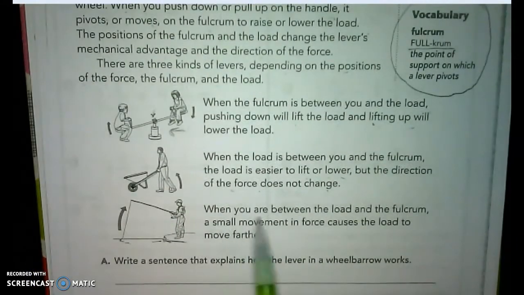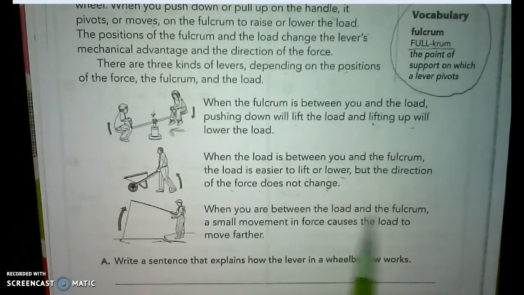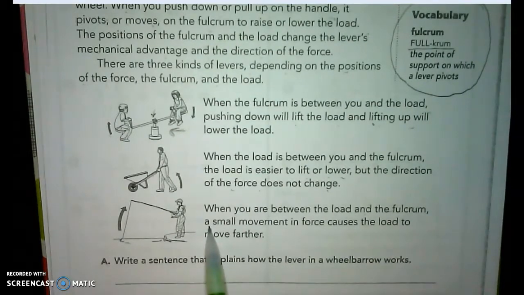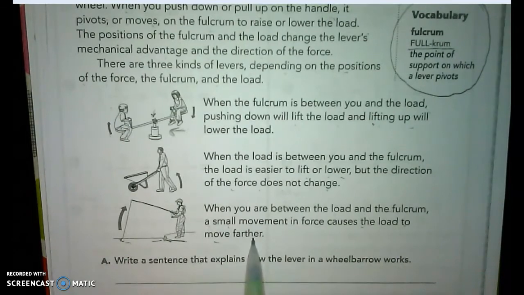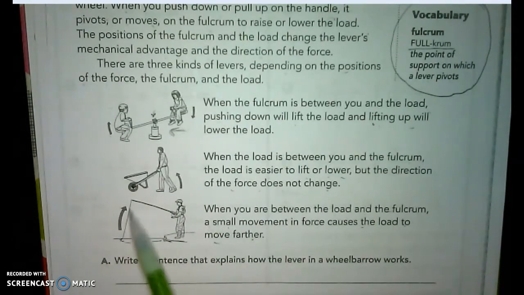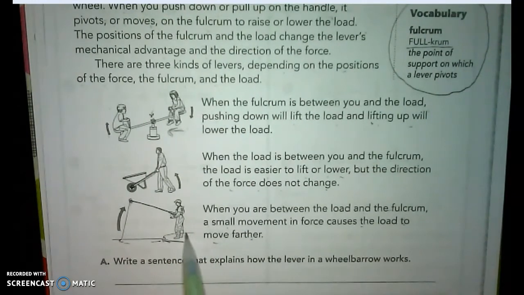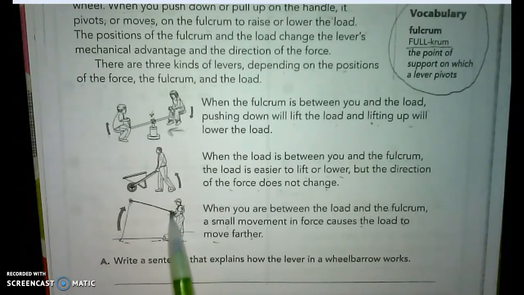All right, and then when you are between the load and the fulcrum, a small movement in force causes the load to move farther, okay? So it's like when you're fishing and you pull up, I think it would be right here. Maybe here. Okay, anyways, so yes. Yeah, it would be here.